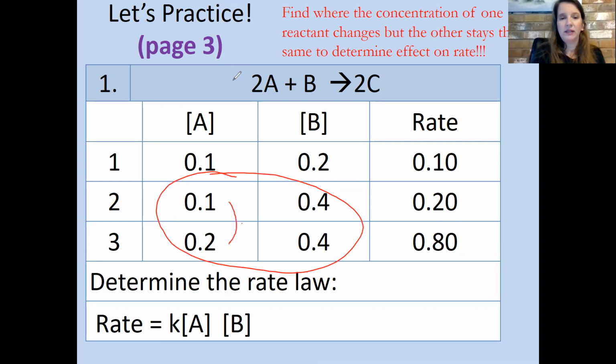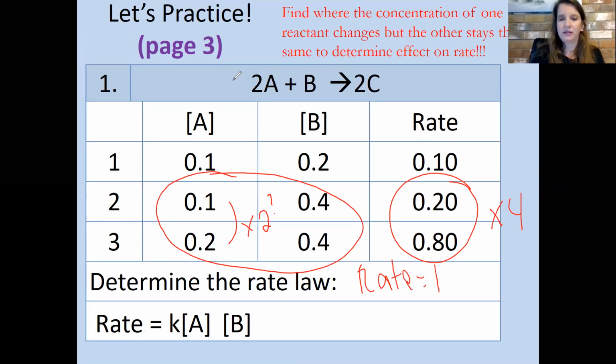Between trials 2 and 3, you can see that the concentration of A is doubling and the concentration of B is staying the same. So whatever change is happening with the rate is because of the concentration of A. We can see that the rate is quadrupling. So the exponent, the order on reactant A, is going to have to be 2. So we know that rate equals K times the concentration of A squared. Then we want to look and see where, let me get my eraser here.